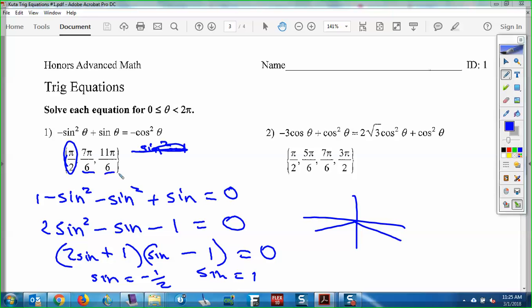Okay? So, yeah, do the FOIL. Now, it's possible one of those could be no solution, right? And then you would just have one answer, maybe, or 2 answers.